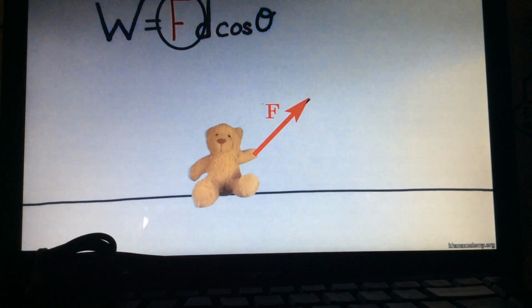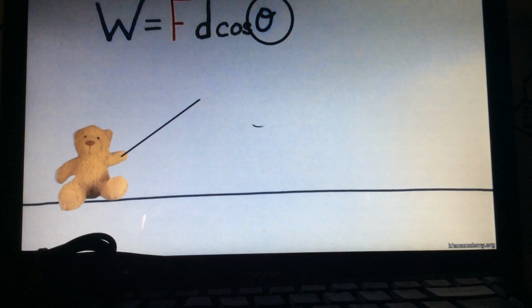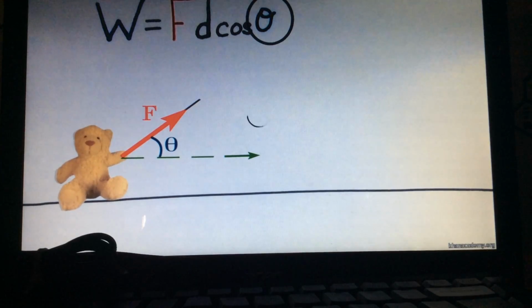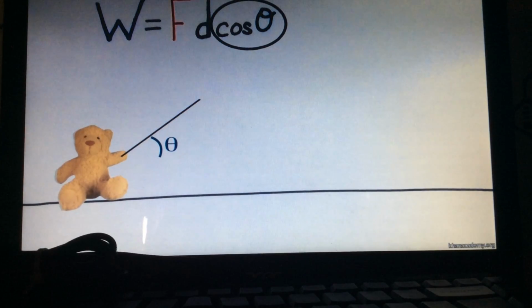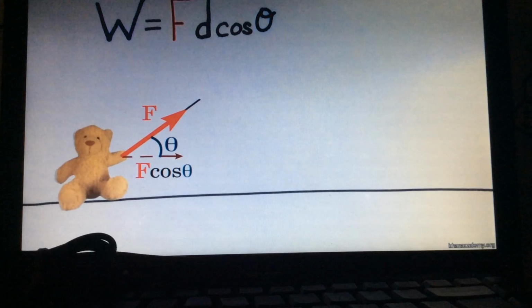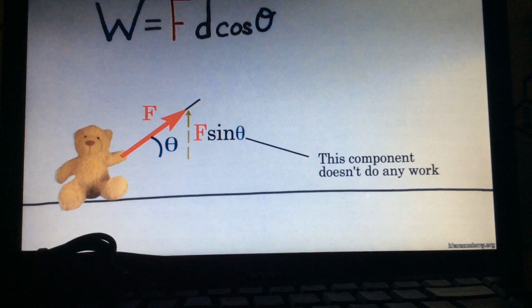F refers to the size of the particular force doing the work. D is the displacement of the object, how far it moved while the force was exerted on it. And the theta in cosine theta refers to the angle between the force doing the work and the displacement of the object. You might be wondering what this cosine theta is doing in here. This cosine theta is in this formula because the only part of the force that does work is the component that lies along the direction of the displacement. The component of the force that lies perpendicular to the direction of motion doesn't actually do any work.